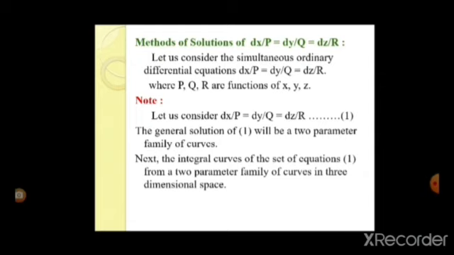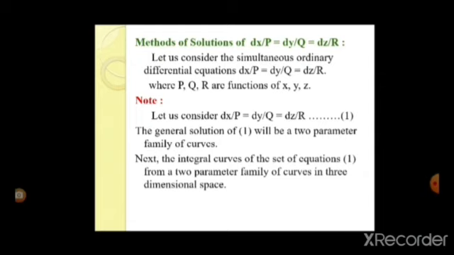So we have considered the simultaneous ordinary differential equations, that is, the differential equations with ordinary d here, where p, q, r are functions of x, y, z. That means the denominators p, q, r are terms in the form of functions of x, y, z itself.